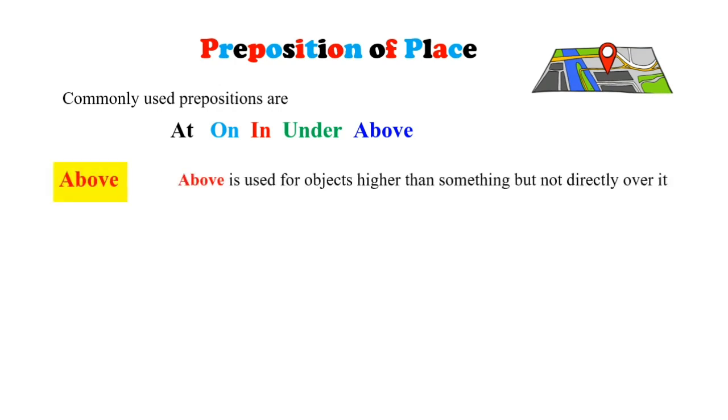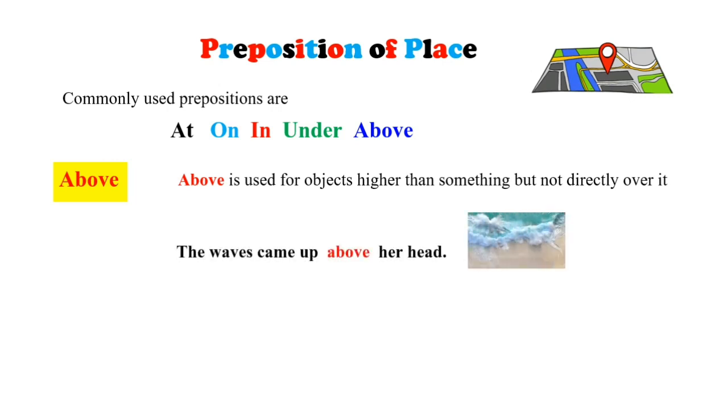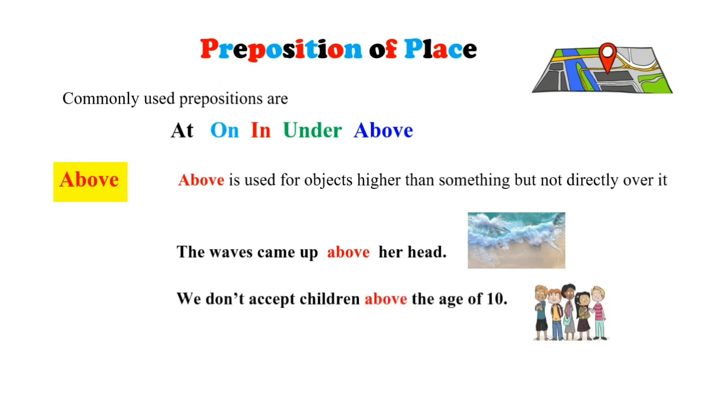Above. Above is used for objects higher than something, but not directly over it. It's not perpendicular. Above, somewhere, but it is up. The waves came up above her head. So her head is there and the waves came up above her head. We don't accept children above the age of 10. That means children of age 11 or 12 are not allowed. We can understand like this. So here the sentence uses above.